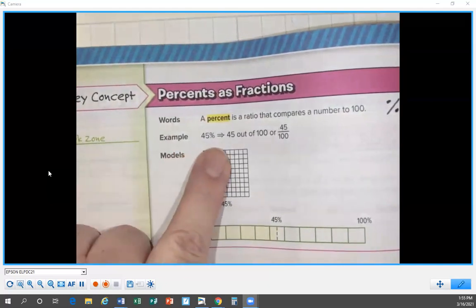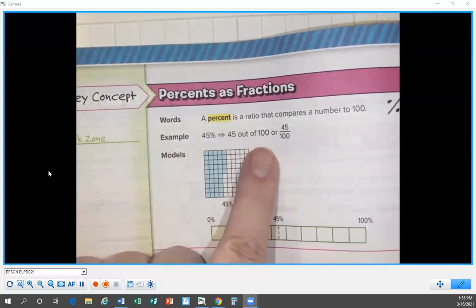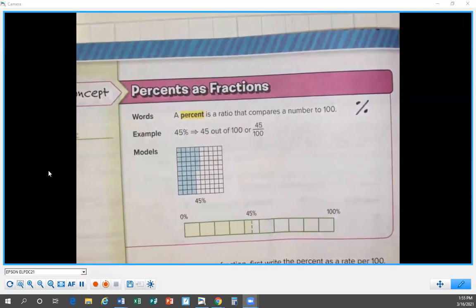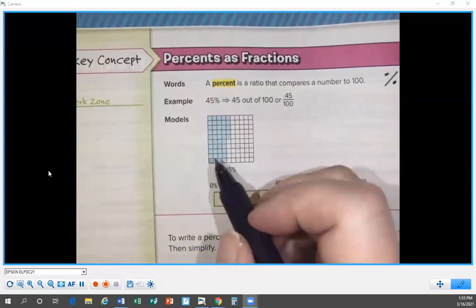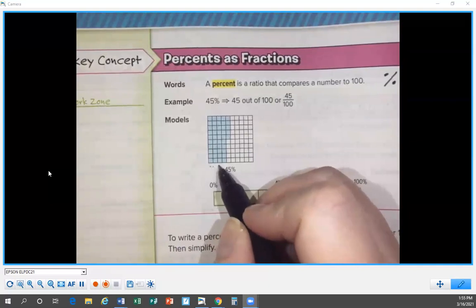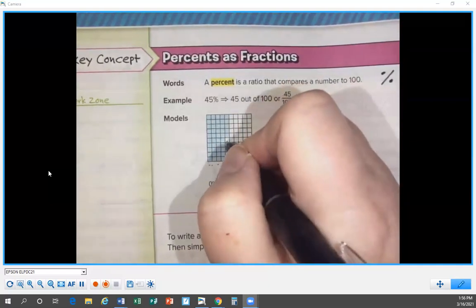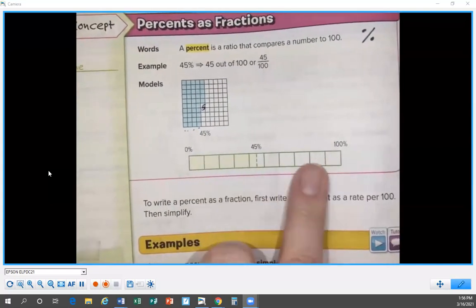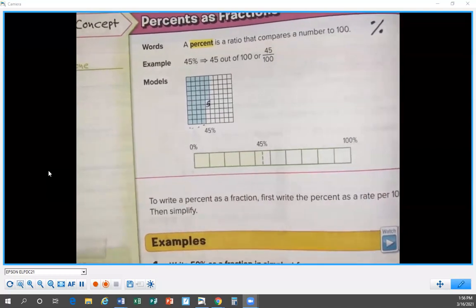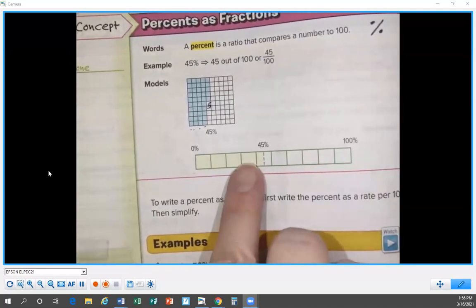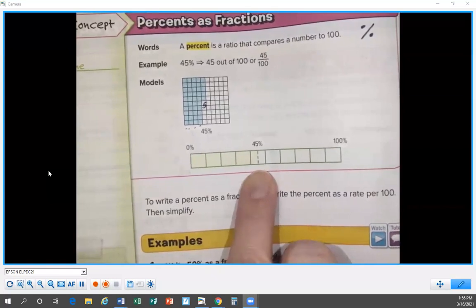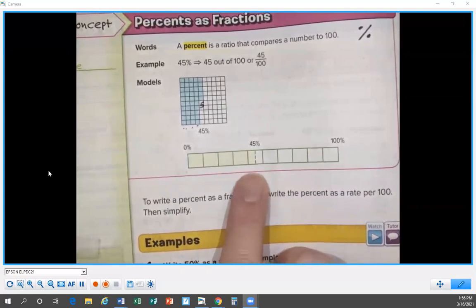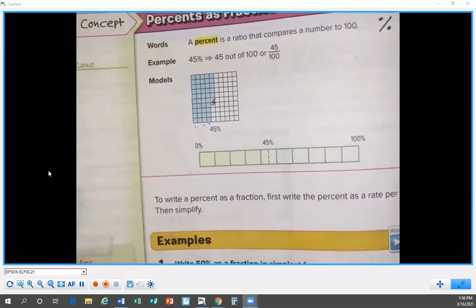So for example, 45% means 45 out of 100, or if we write it as a fraction, 45 hundredths. If we look at our 100 square here, we have 10, 20, 30, 40, 5. So 45 out of 100. And if you look at a 10 frame, that would be 4.5 out of your 10 frame, which takes you almost to the halfway point. 50% is half, we know that. So 45% is just 5% less than half.